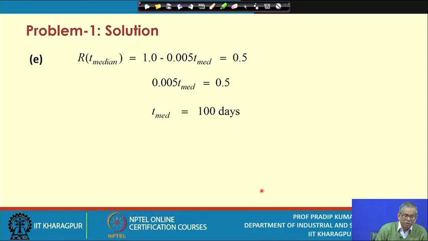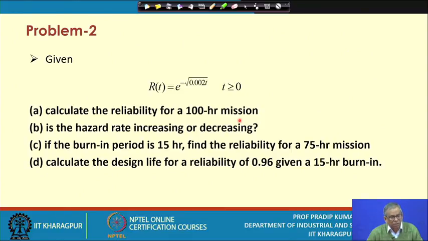Now what is the median time to failure? Again we apply this formula, that means 1 minus 0.005 T median equals 0.5. So, T median is to be calculated, and what is the T median? That means the median time to failure is 100 days. So, this is a typical example of a numerical problem, and we have derived the corresponding expressions already.